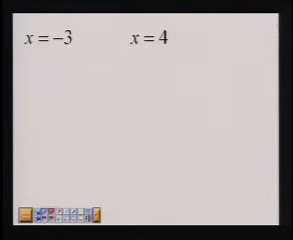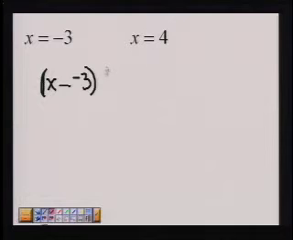So if -3 is a root, then the factor is x minus -3. And if 4 is a root, then the factor is x minus 4. Before we multiply this out, we have minus negative, and we usually don't leave things like that. Minus a negative just simply means plus. They cancel each other out. So I have x plus 3 times x minus 4, and we'll multiply.